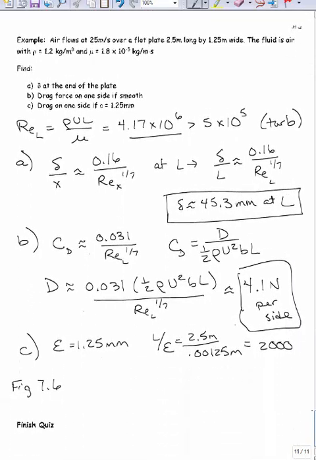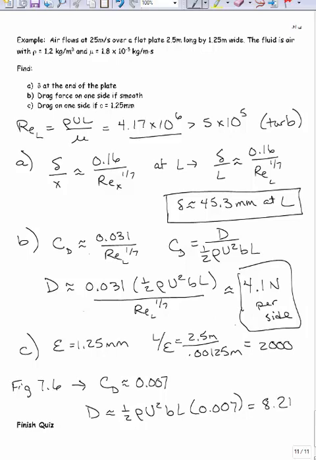So my CD is about equal to 0.007, and then my drag is about equal to 1/2 rho u squared BL times that 0.007. It comes out to be 8.2 newtons. All right, that's it. Go ahead and finish the quiz, and I'll see you in class.